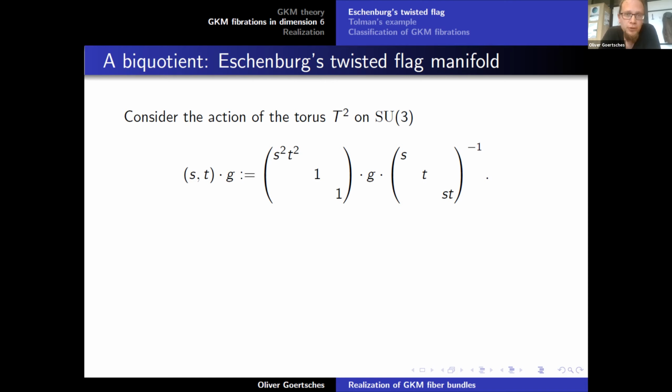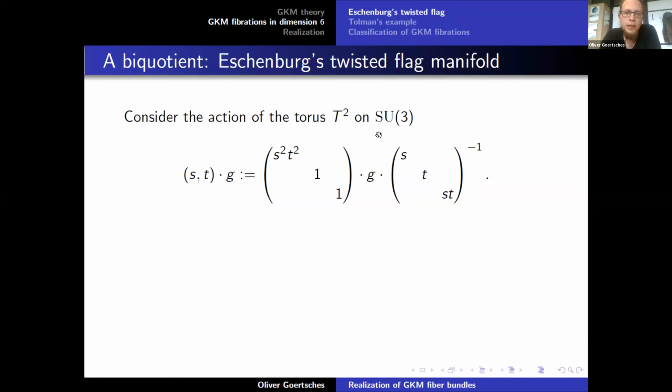It's an example of a biquotient. So I guess everybody knows homogeneous spaces, which arise in the way that you take a Lie group and a subgroup, and you take the action of the subgroup from the right or from the left, which then automatically is free, and then you take the quotient, and that's a homogeneous space. When you look at biquotients, you do something similar. You take actions of groups on Lie groups, but you don't act from one side, you act say from the left and from the right.